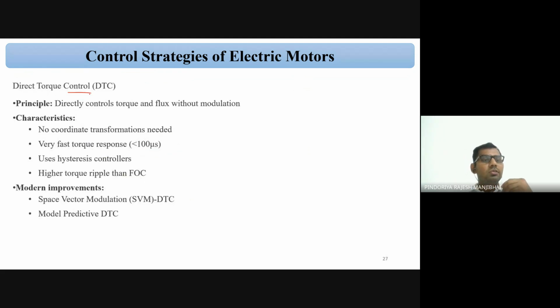There is also the direct torque control method, which directly controls the torque and flux without modulation. Characteristics: no coordinate transformation needed, very fast torque response of less than 100 microseconds, uses a hysteresis controller, and has higher torque ripple than FOC. Modern improvements include space vector modulation and model predictive direct torque control. So these are different control algorithms to control the speed of your motor.